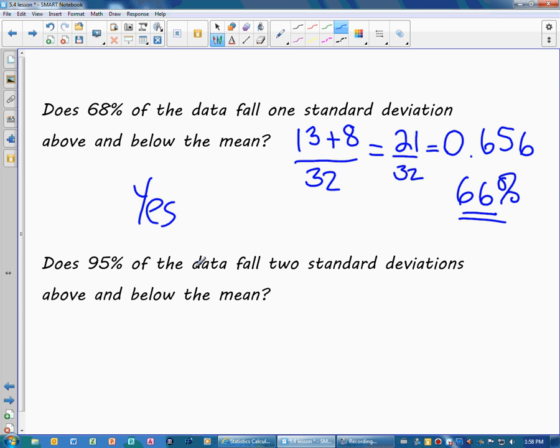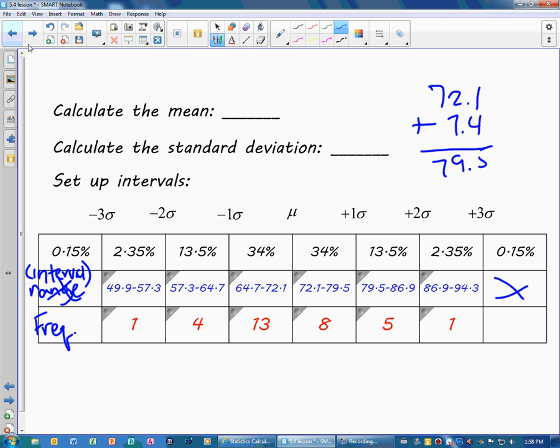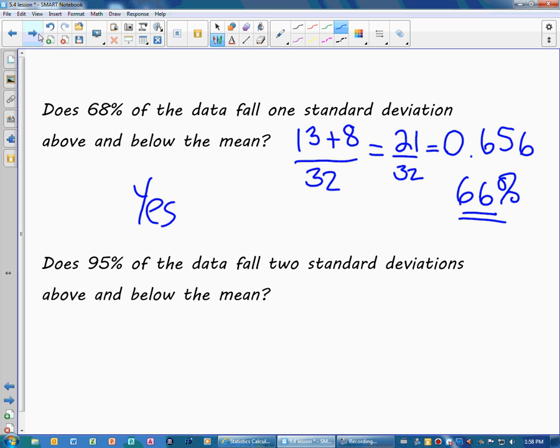Now, does 95% of the data fall 2 standard deviations above and below the mean? Okay, this is the section. This is 1, 2 above, and this is 2 below. So we have to see if 4 plus 13 plus 8 plus 5 out of a total of 32.